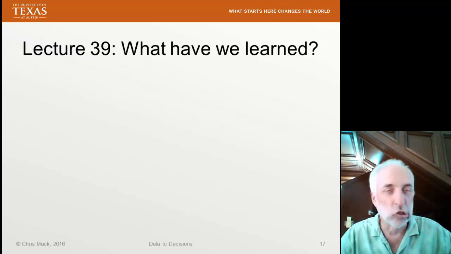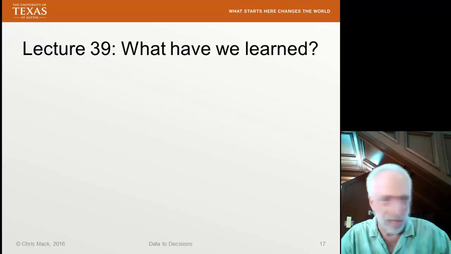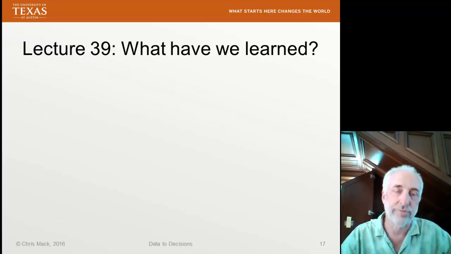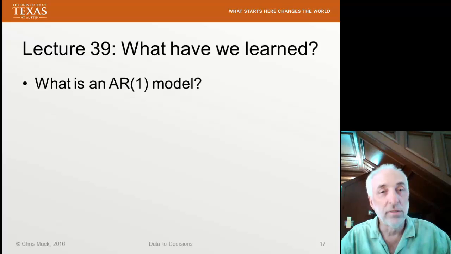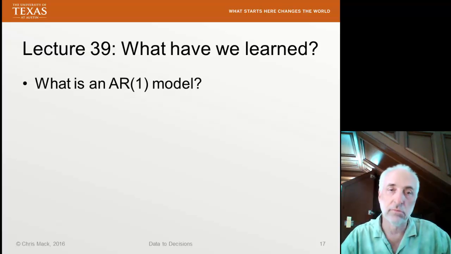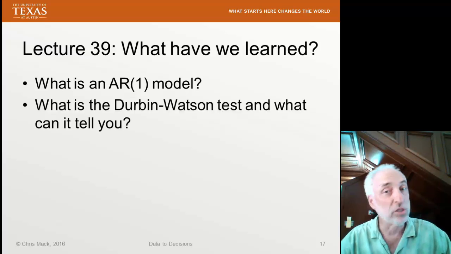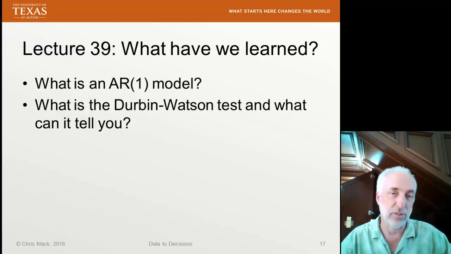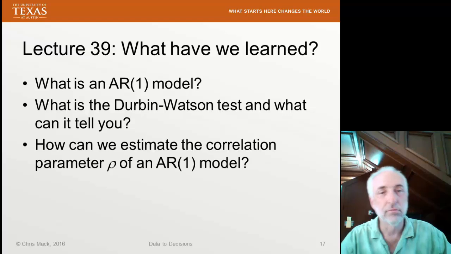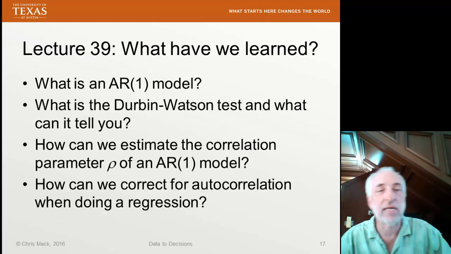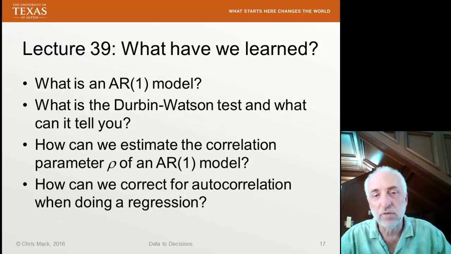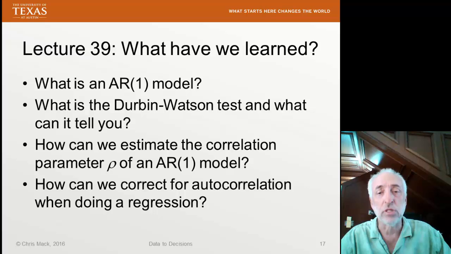All right, let's see what we have learned in Lecture 39. As always, you should be able to quickly and easily answer these questions. What is an AR1 model? What is the Durbin-Watson test? What is the Durbin-Watson statistic, and what can it tell you? How can we estimate the correlation parameter rho of an AR1 model? And finally, how do we correct for autocorrelation when doing a regression if we detect that it exists in our residuals?